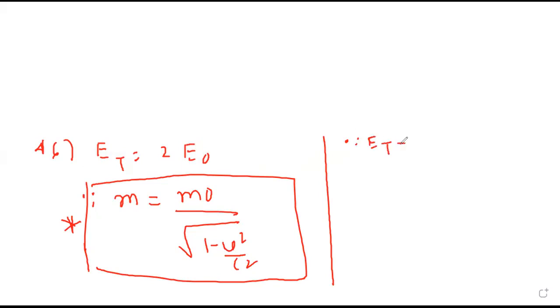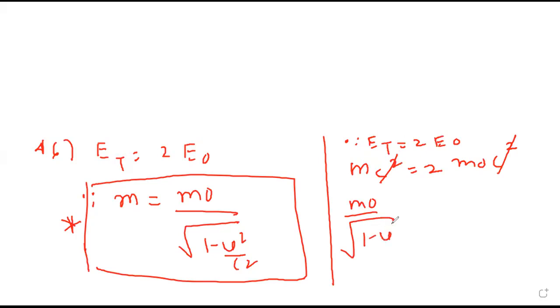Energy is twice E0. So this is nothing but mass, moving mass, into c square will be 2 times m0 into c square. Okay, this formula followed which I wrote. Yes, sir. So this c square I can cancel. m0 upon root of 1 minus v square by c square is 2 times m0. Now squaring both sides we get, squaring both sides.